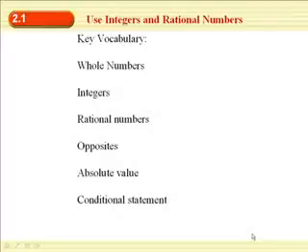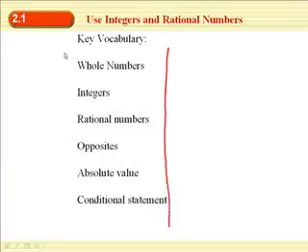Alright, this is Algebra 1, 2.1. I'm on page 64 in the book, so please follow along as I go through the vocabulary and write our vocabulary. Here's our line, whole numbers, and there's whole numbers right at the top of page 64.